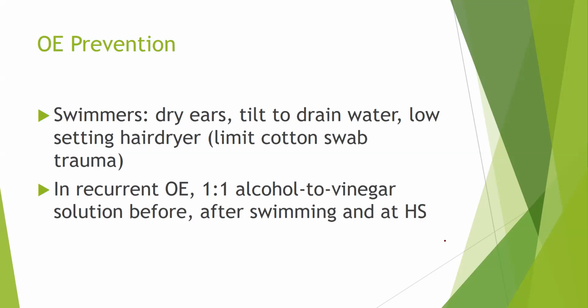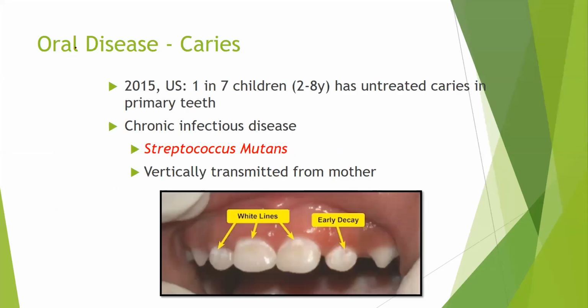So let's talk about oral diseases and dental caries. So 1 in 7 children ages 2 to 8 has untreated caries in their primary teeth. So primary teeth mean that these are some of the teeth that they have just gotten. So these teeth are the teeth that they want to keep for good, right? So we want to keep these teeth nice and healthy.